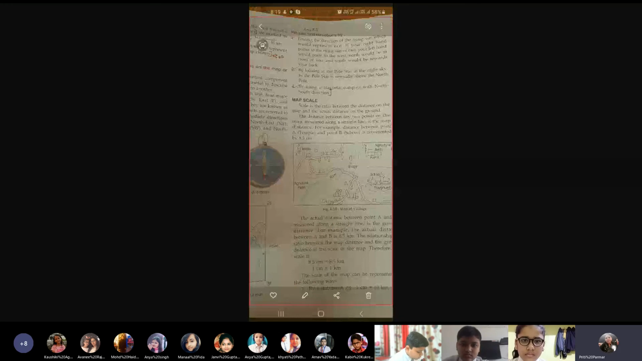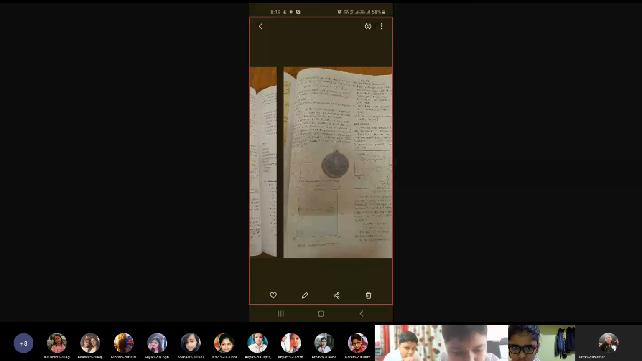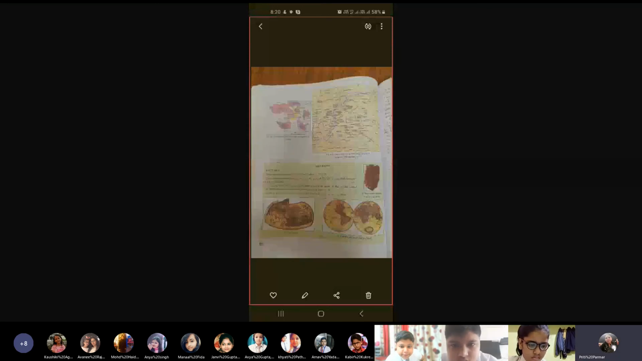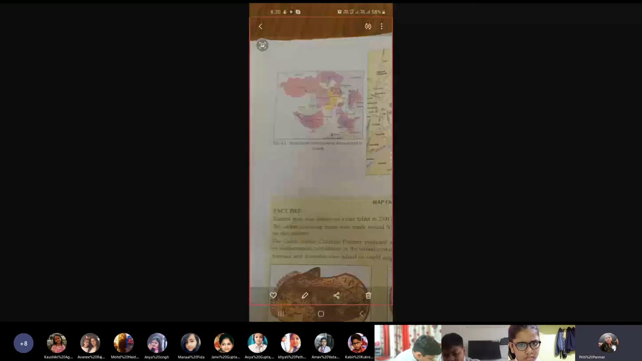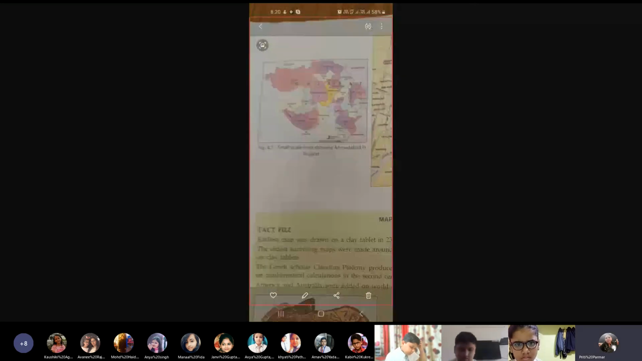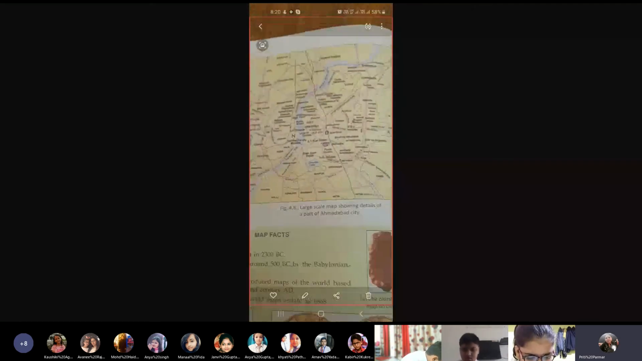Now we come on to this page which we had left. They are showing you on this top side corner the map of Gujarat. Now this is a small scale map showing Ahmedabad in Gujarat. So this is a small scale map, where a larger area is shown and small places are dealt. Whereas at the same time, this is a large scale map showing details of a part of Ahmedabad city.